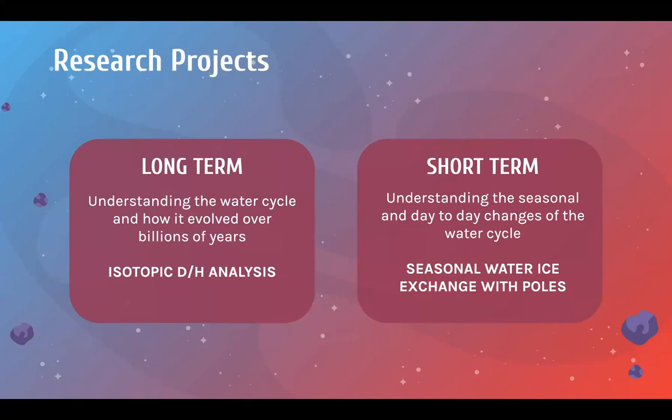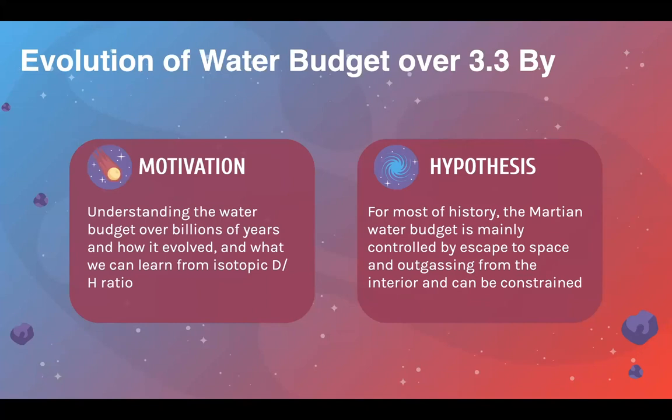So starting with the long-term project, this is titled Evolution of the Water Budget Over 3.3 Billion Years. And the motivation for this, like I said, is to understand how the water budget evolved over billions of years, and what we can learn from studying that evolution using the isotopic ratios.